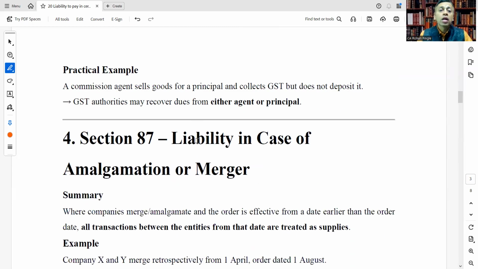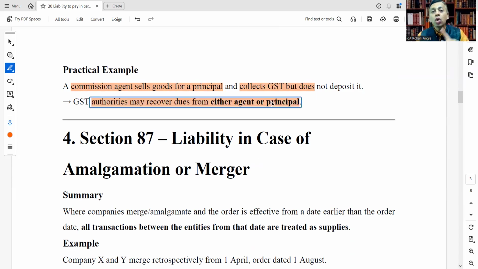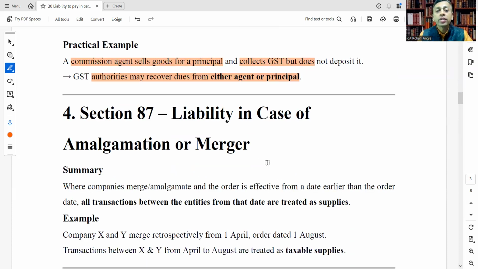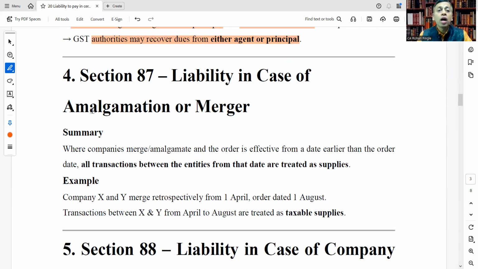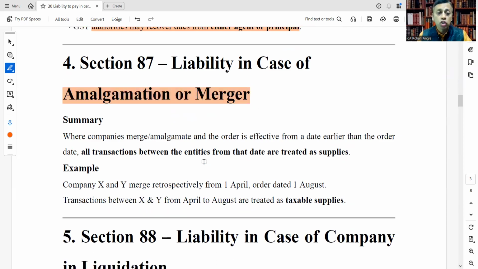Let's say, for example, a commission agent sells goods for a principal and collects GST but doesn't deposit it. GST authorities may recover dues from either the agent or the principal. So both are liable to the government. Understood? Next, Section 87, liability in case of amalgamation or merger.